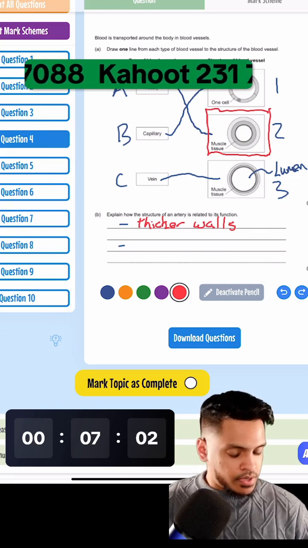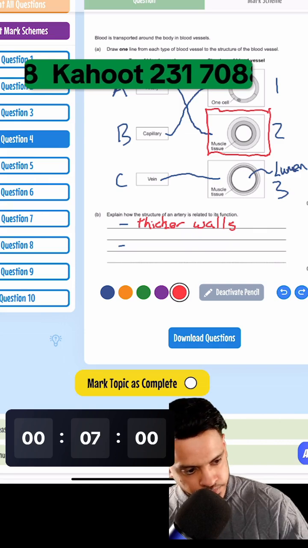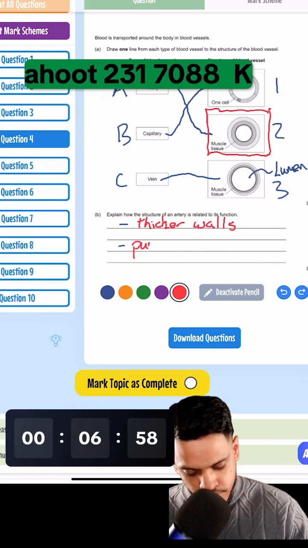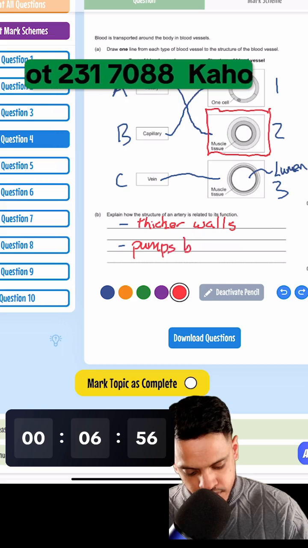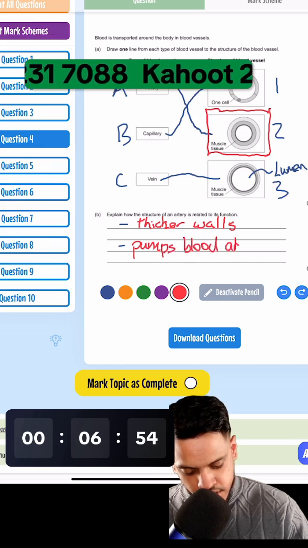Thick walls, pumping blood at high pressure. Yeah, I'd say that's the second mark. Pumps blood at high pressure.